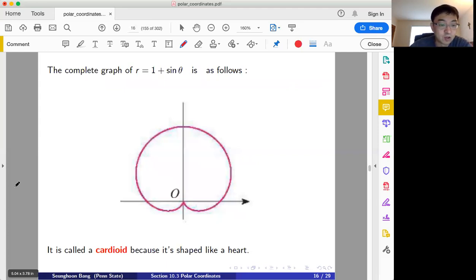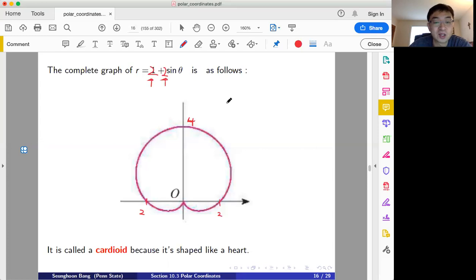One more. You can change this one to 2 plus 2 sine theta. So what happens? Same shape. The only difference is this is 2, this is 2, this is 4. So we have this kind of thing. So what does it mean? The constant is exactly the same as the coefficient.